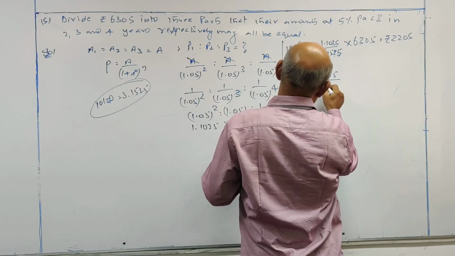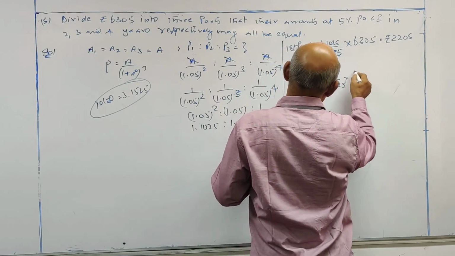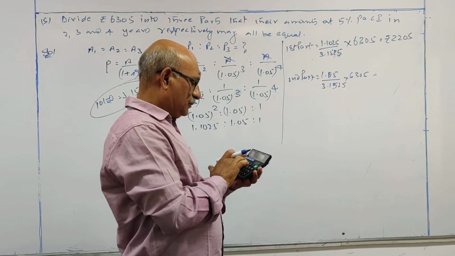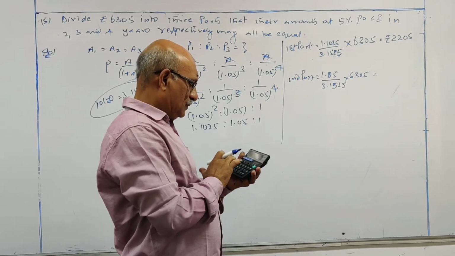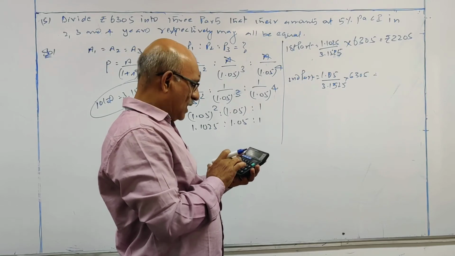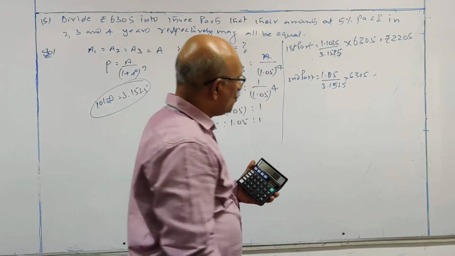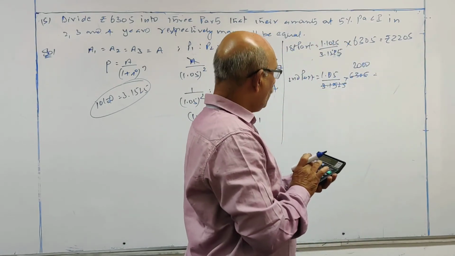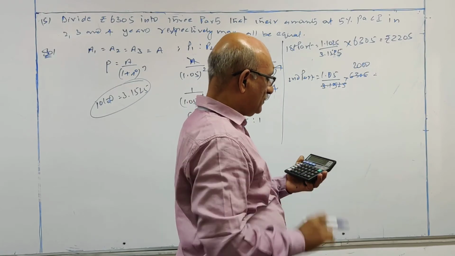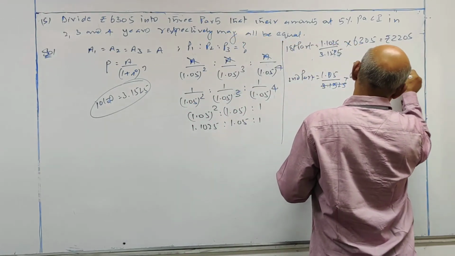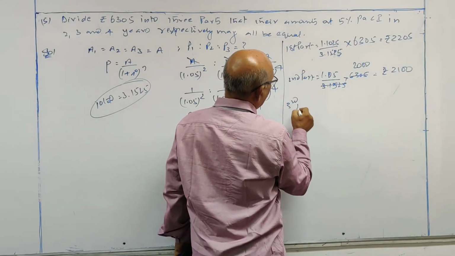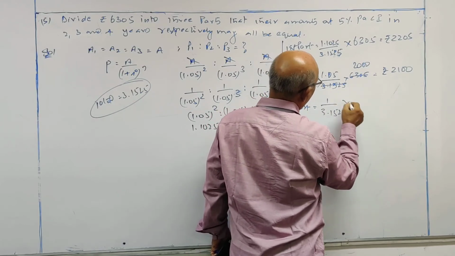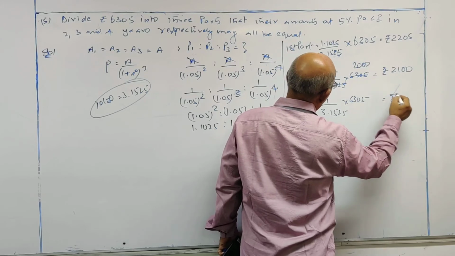Second part is equal to once again 1.05 divided by 3.1525 into 6305. 6305 divided by 3.1525 is 2000. It will go 2000 times into 1.05, that is 2100. Third part is equal to 1 divided by 3.1525 into 6305. This is rupees 2000.